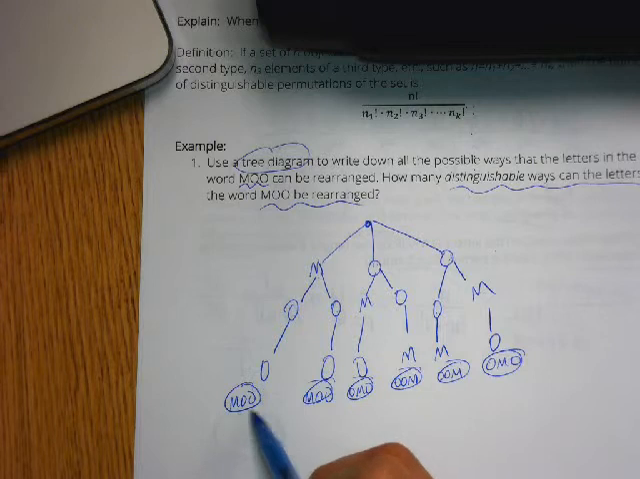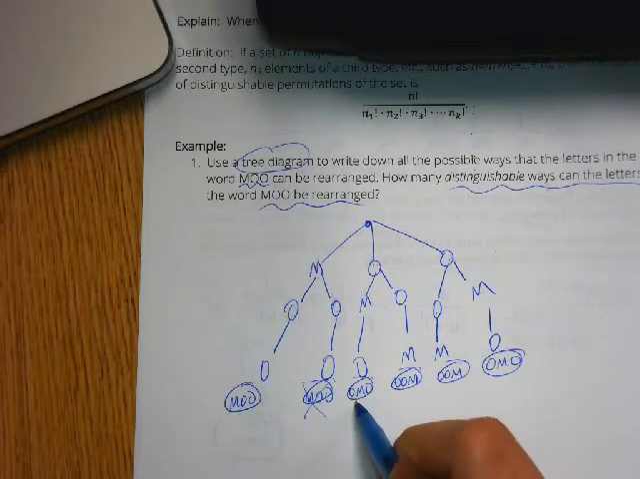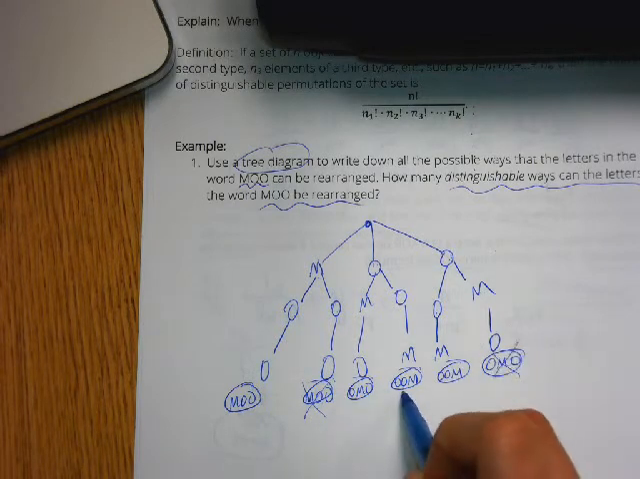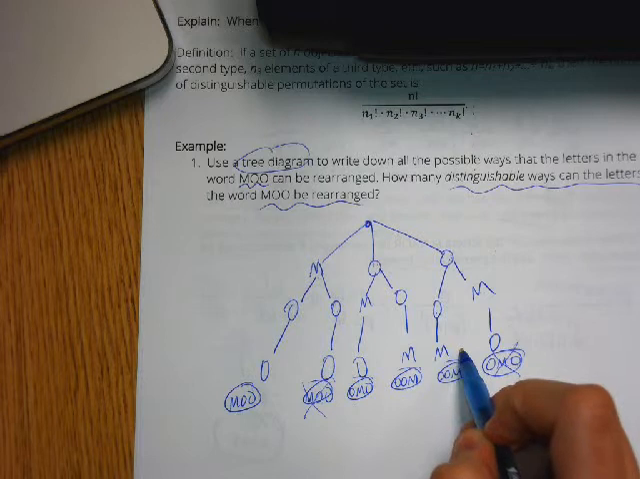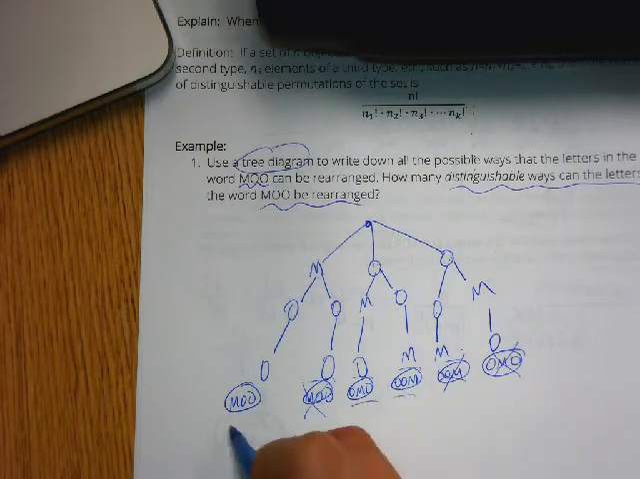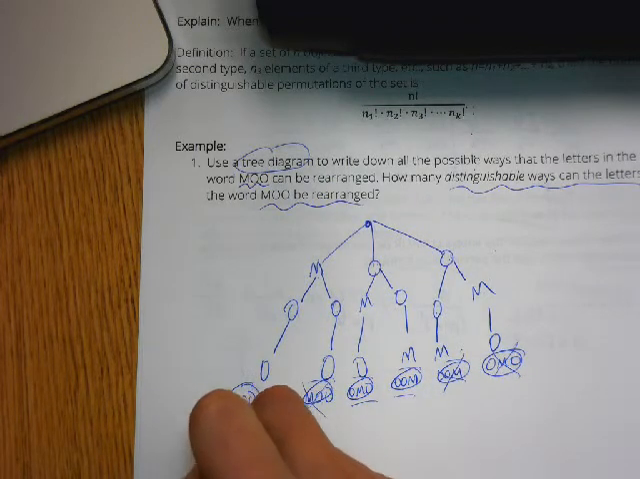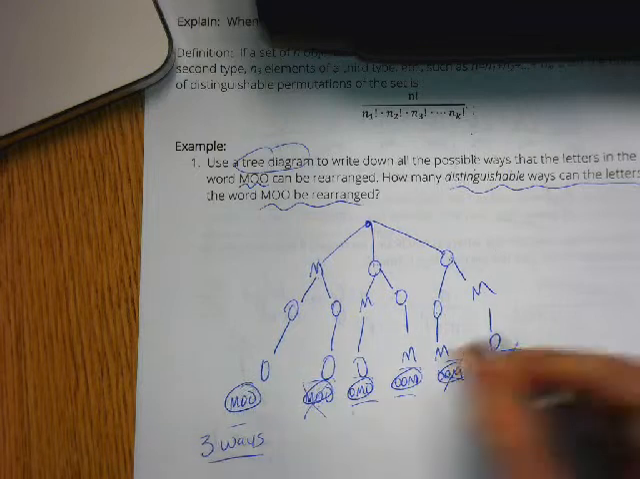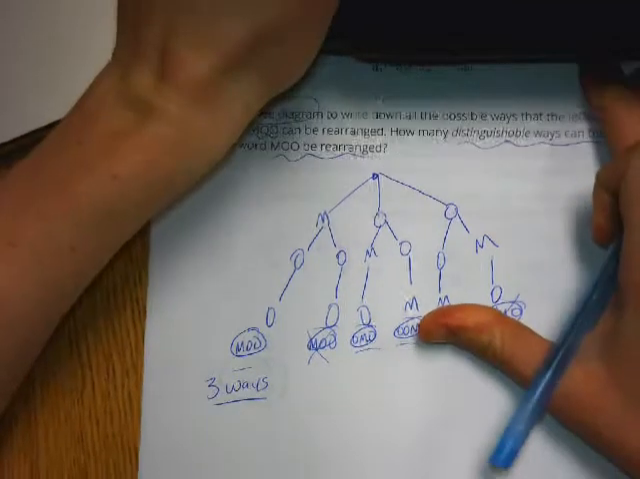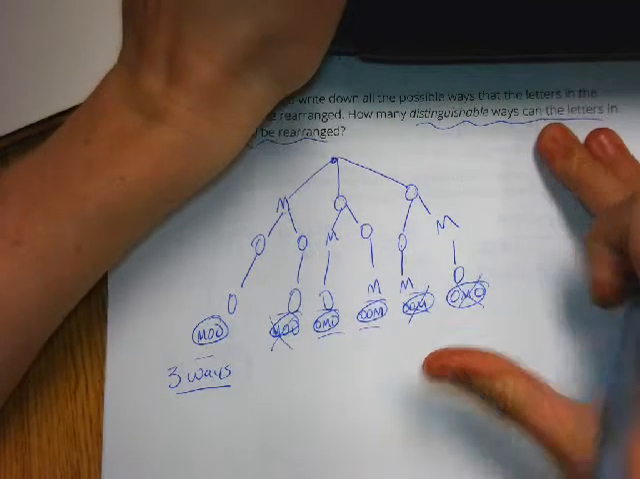But how many of them are actually unique? These two are the same. These two are the same. And these two are the same. So in total, I only have 3 ways to rearrange those.